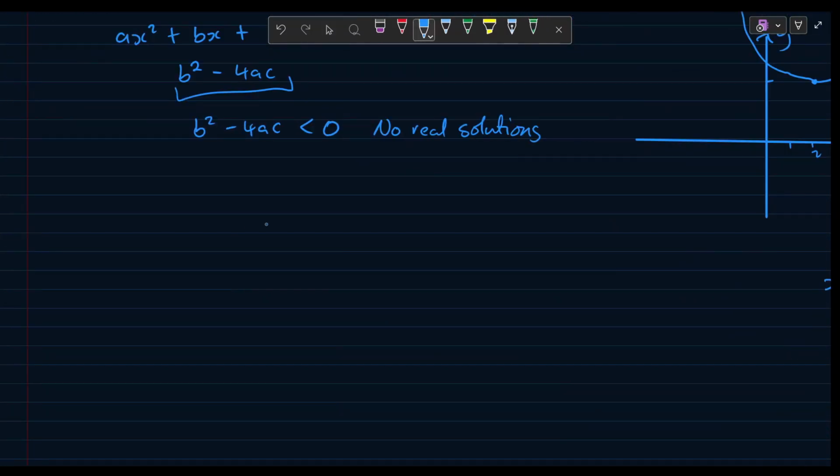So now let's look at the scenario where our discriminant is greater than 0. So b squared minus 4ac is greater than 0. Here we get two real roots or two real solutions. Sometimes this will be referred to as two distinct roots.